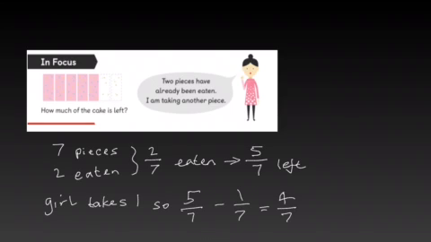The girl states, 2 pieces have already been eaten. I am taking another piece. Altogether we have 7 pieces. If the girl takes one more piece, we know that we will be left with 4 pieces. So our fraction will say 4/7. 4 out of 7 left.